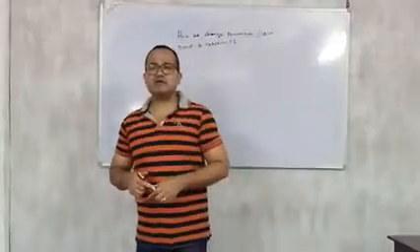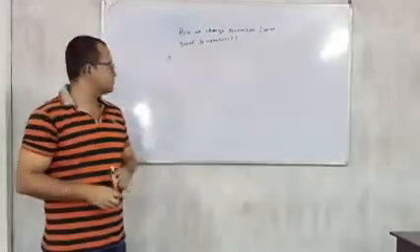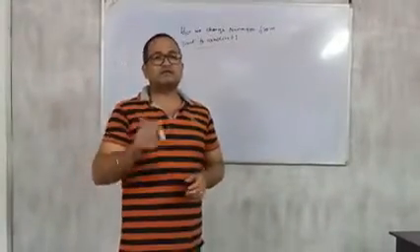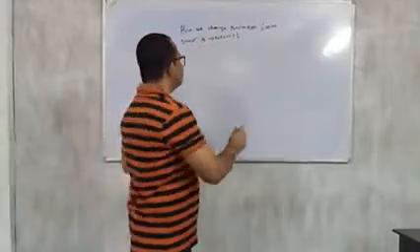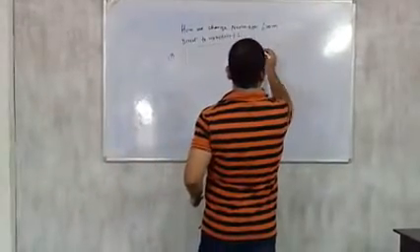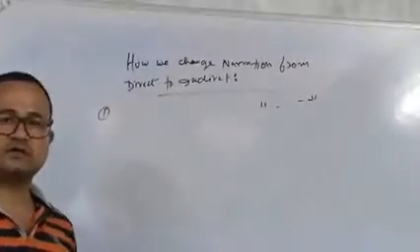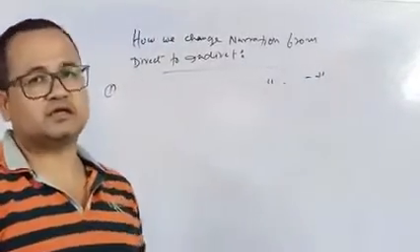The first important thing, the first rule regarding changing narration, is that when we change the narration from direct to indirect, the first thing we need to do is this: the inverted commas which we find in direct narration will be removed in the indirect narration.